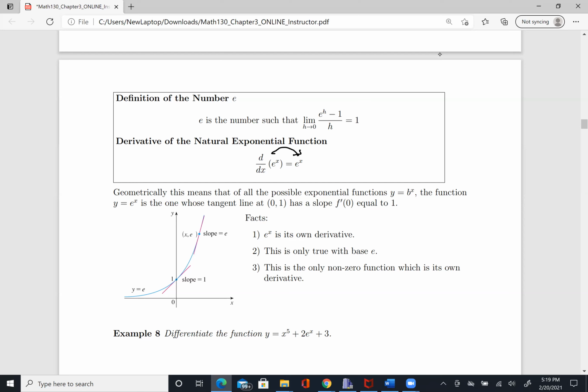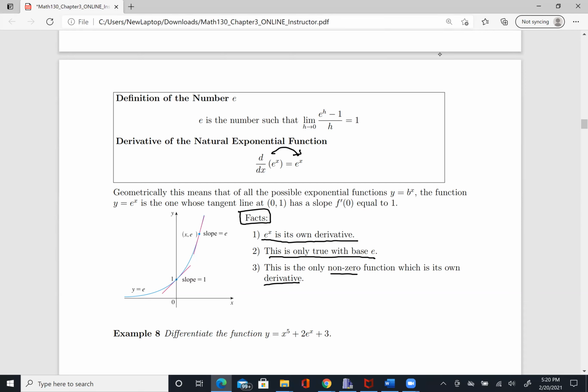So the fact is, first, e to the power x is its own derivative. And this is only true with base e. And this is the only non-zero function which is its own derivative.